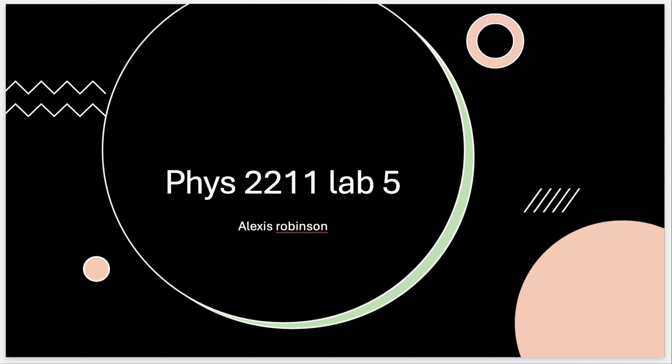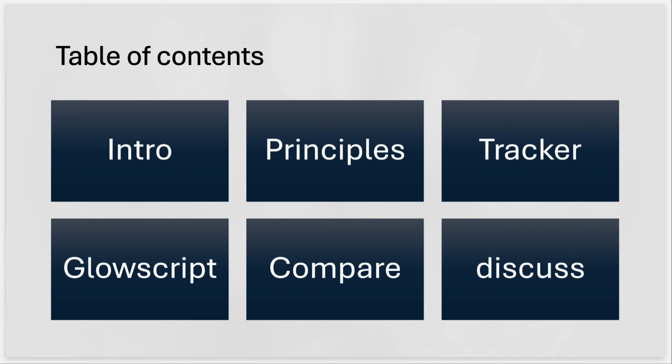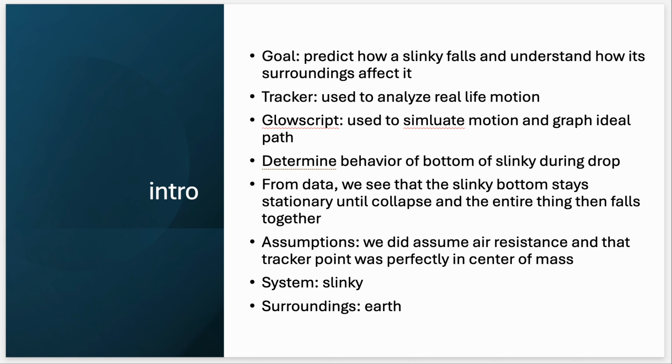Okay, this is Physics 2211, Lab 5. I'm Alexis Robinson. For table of contents, we have the intro, principles, tracker, GlowScript, compare, and discuss. The goal of this lab is to predict how a slinky falls and understand how its surroundings affect it.